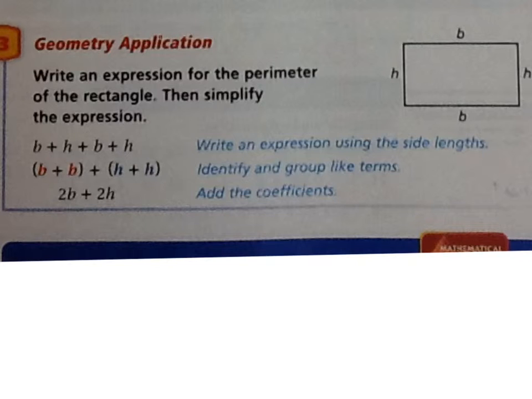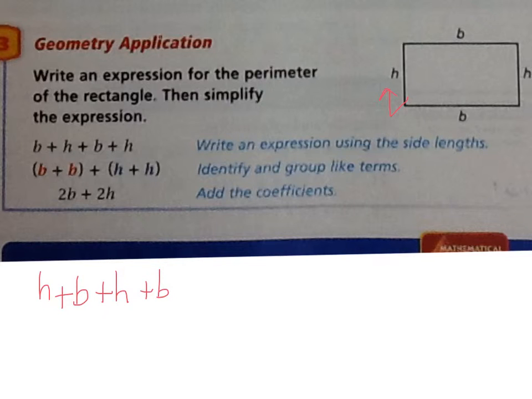All right, let's look at this next one. It says, write an expression for the perimeter of the rectangle. Then simplify the expression. Okay, so what are we trying to find? Perimeter, which is what? All the way around the outside. So that's like adding up all the way around, right? So if we did the perimeter starting here, and we're going to go clockwise, it would be h plus b plus h plus b. And then we need to simplify the expression by combining like terms.